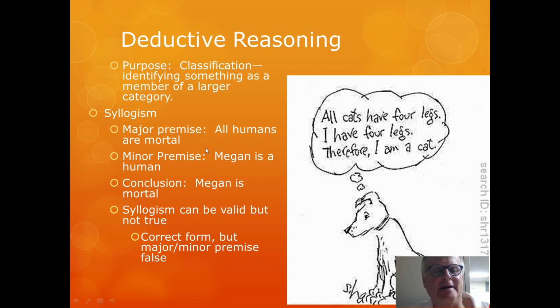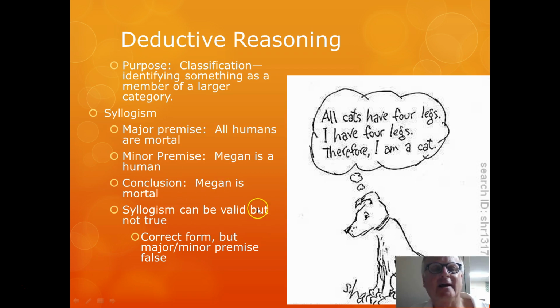Here's the classic example, and again, this comes from Aristotle, like so many other notions of logic. All humans are mortal. That is, every one of us who's a human being is eventually going to die. Nobody's going to live forever. Our minor premise is an example, and we say, okay, Megan, for example, is a human being. So if all humans are mortal and Megan is a human, then we can conclude that Megan is mortal. You can't conclude anything else from that. You've got an A and a B here, you've got a C and an A, and then you've got a C equals B.